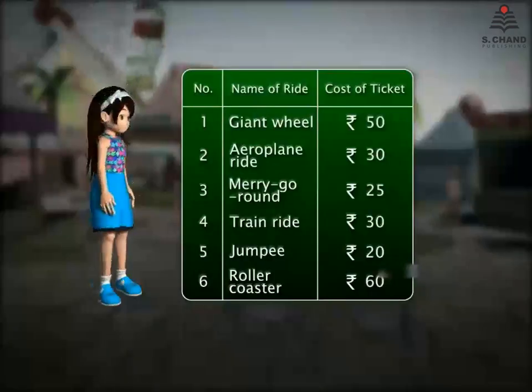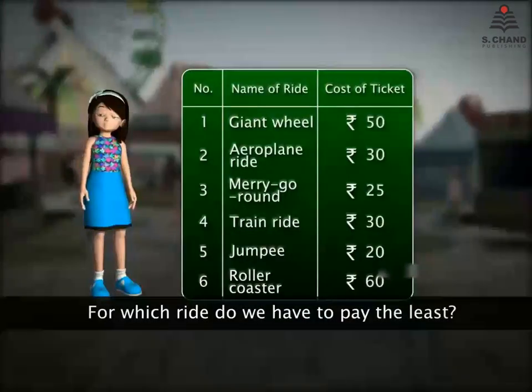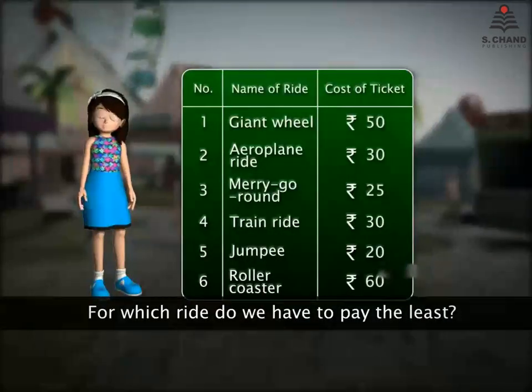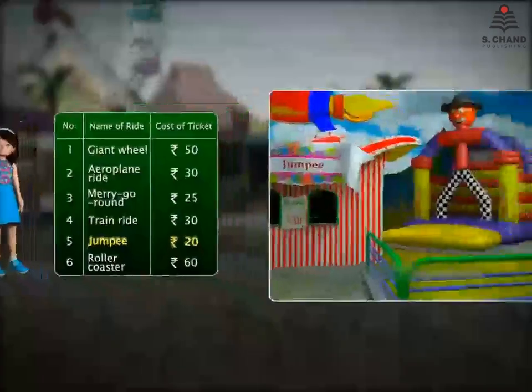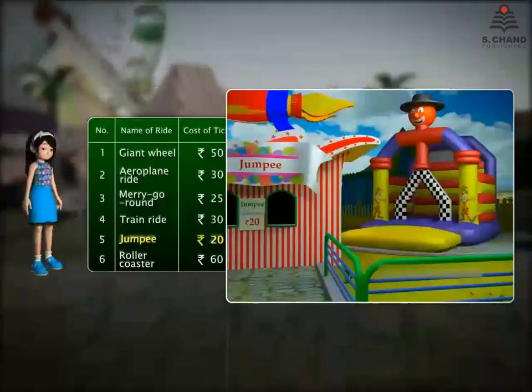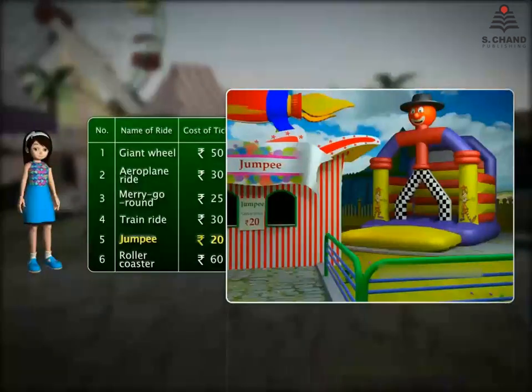Our next question was, for which ride do we have to pay the least? Looking at the table, we know that the minimum amount for a ticket is rupees 20 for the jumpy. So, we have to pay the least to ride the jumpy.